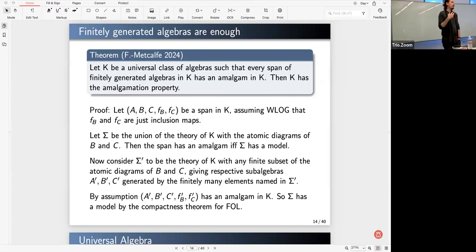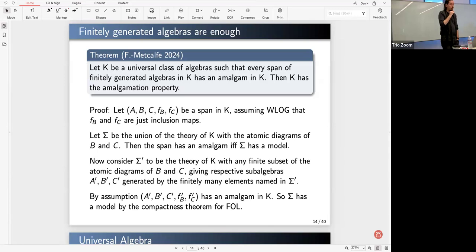And why is this true? I think it's interesting to go through the proof because the proof maybe isn't obvious, but it's very tight, it's short. So if I take a span in this class, I can assume without loss of generality that A is actually a subalgebra of B and C. So the embeddings are actually inclusion maps. Then I could take, say, sigma to be the union of the theory of K with the atomic diagrams of B and C. In other words, because B and C are finitely generated, I can write down some finite presentation of them, and I can write down some finite diagrams for this, right?